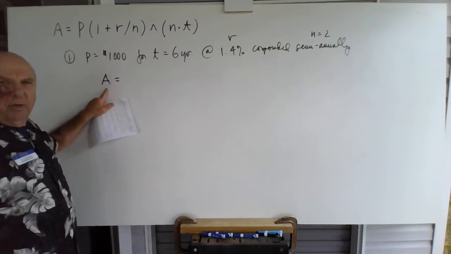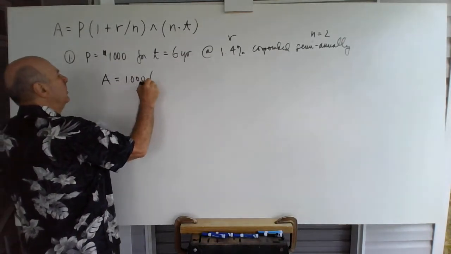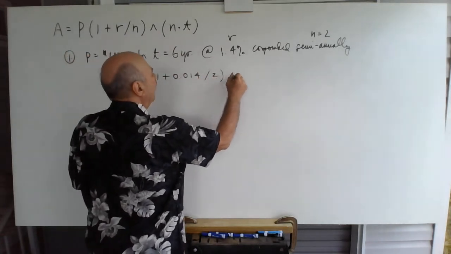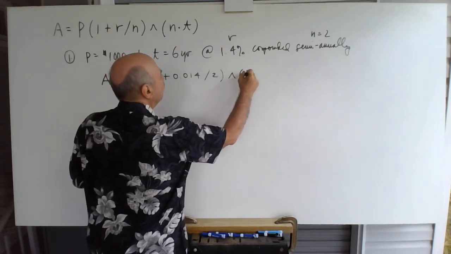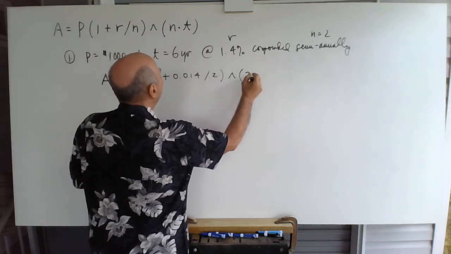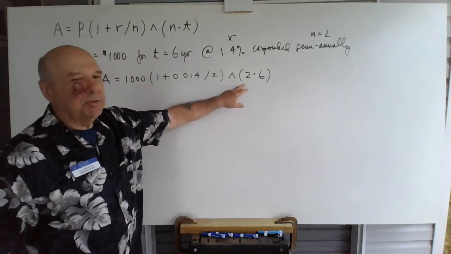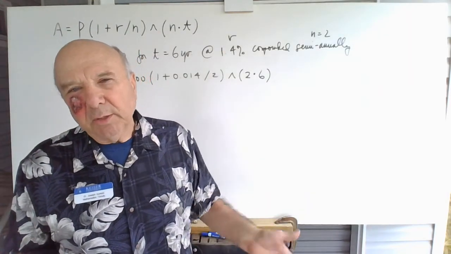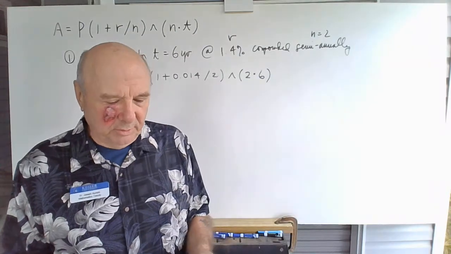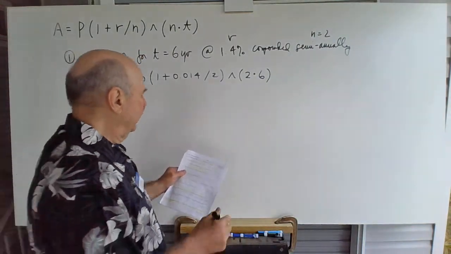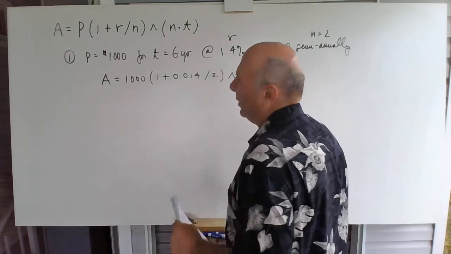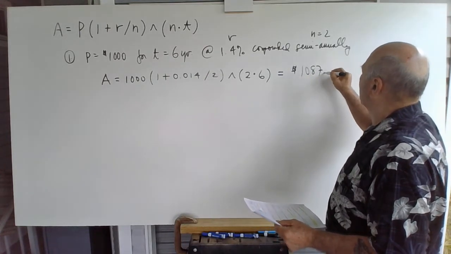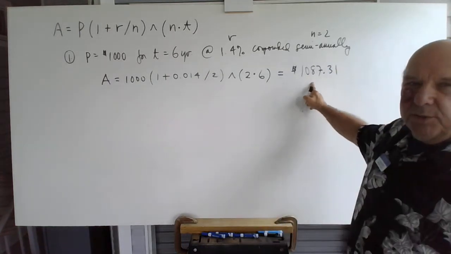So when I put it into the formula, it looks like this. The future value, the accumulated value, will be 1,000 times (1 plus 0.014 divided by 2), caret, N is 2, and T was 6. So you see the exponent's 12. Now, if you want to just write in caret 12, you can do that and avoid the parentheses, but to fit this into the formula, this is how we would do it. So when I do this calculation, and once again, I'm going to add the dollar sign at the end. Don't forget the dollar sign. So this is A. This is the future value.